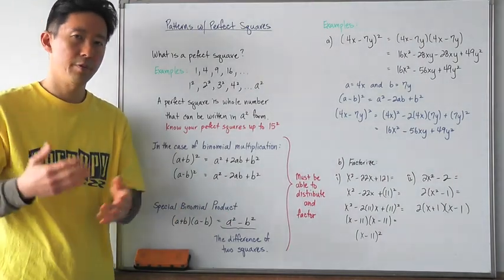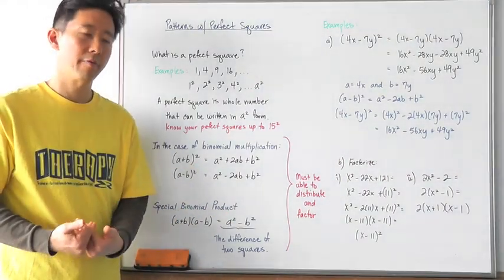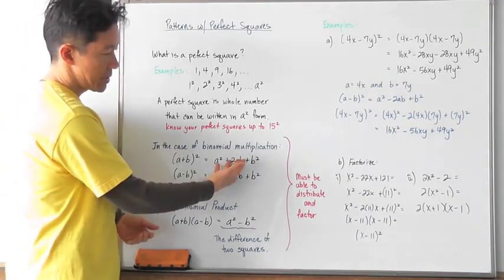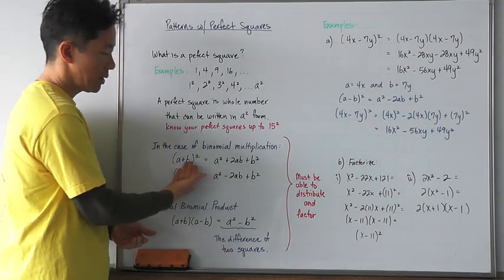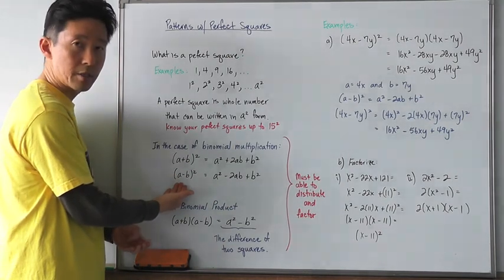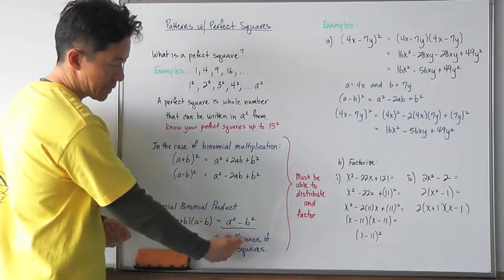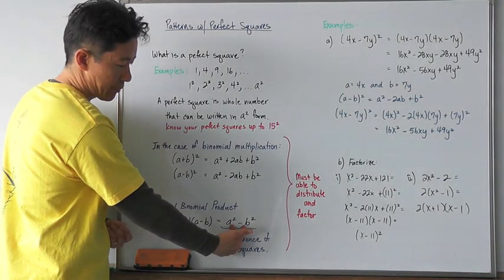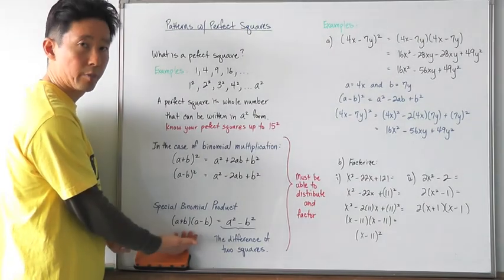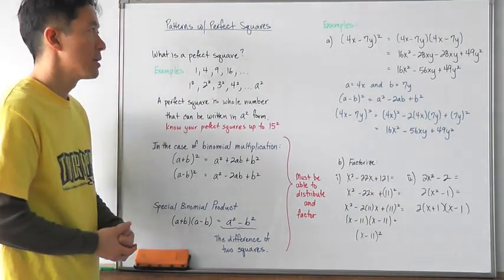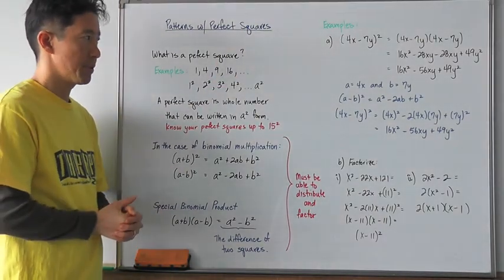In addition to being able to expand, you also need to be able to factor. In other words, if you see something that follows this particular pattern, we need to be able to factor it to this perfect square form. If we see the difference of two squares in this form, we also need to be able to factor it to this special binomial product. Okay, so let's take a look at a couple of examples.